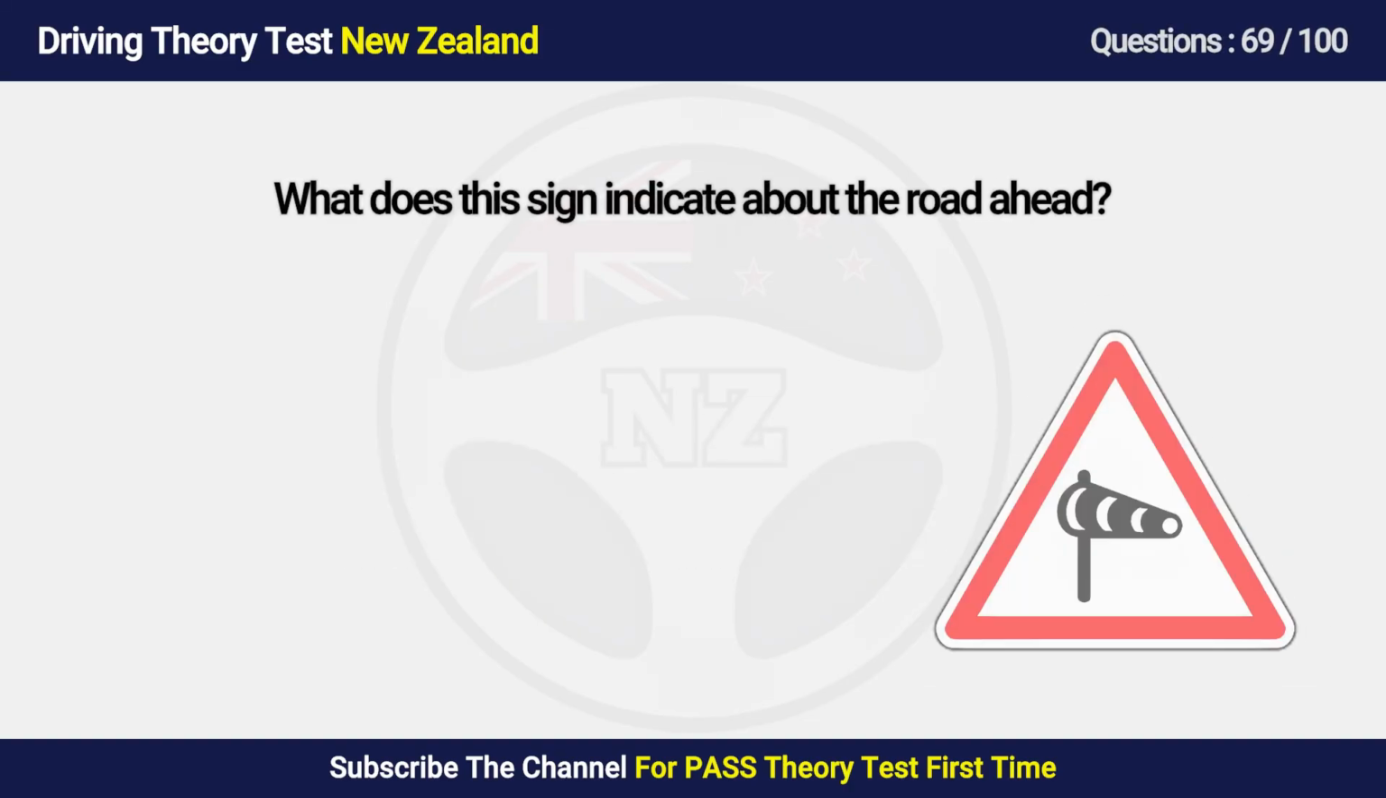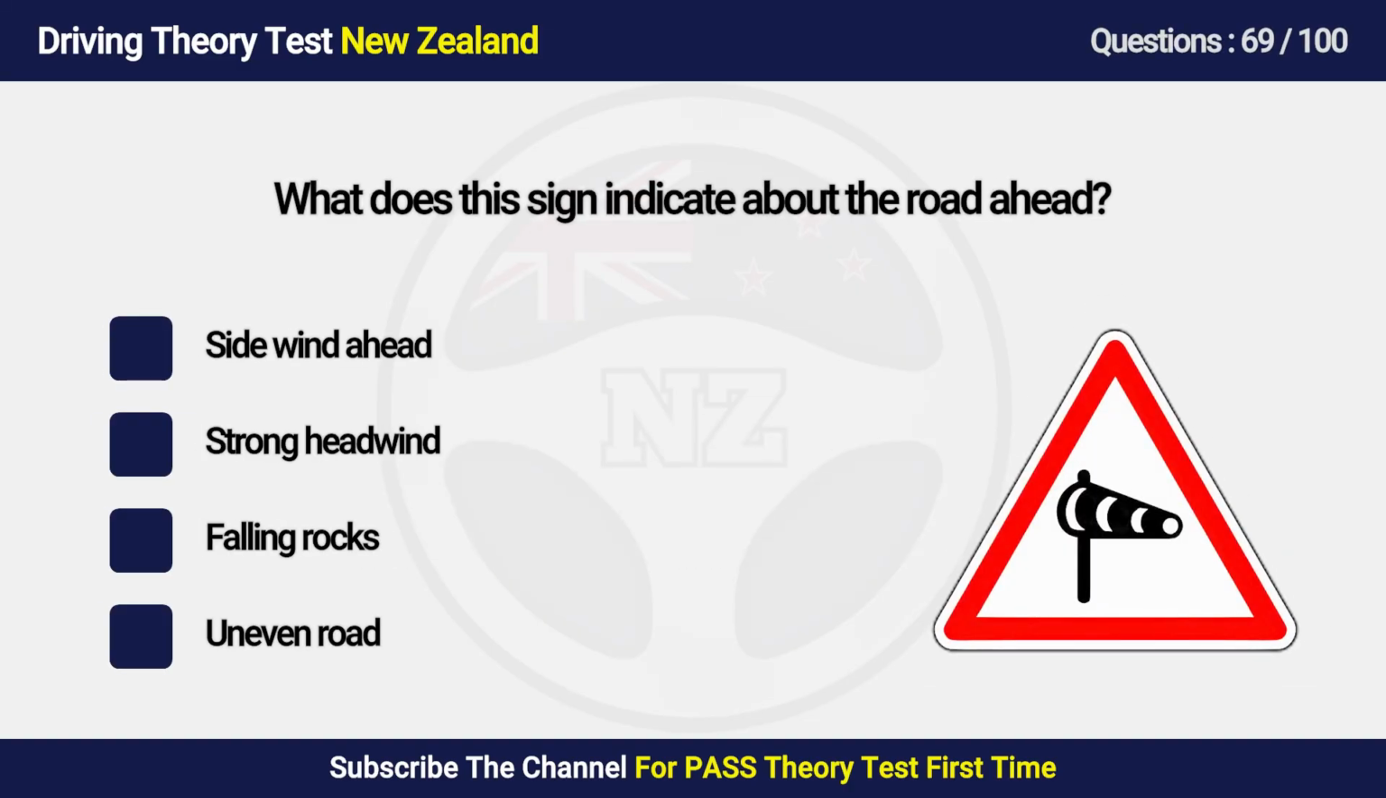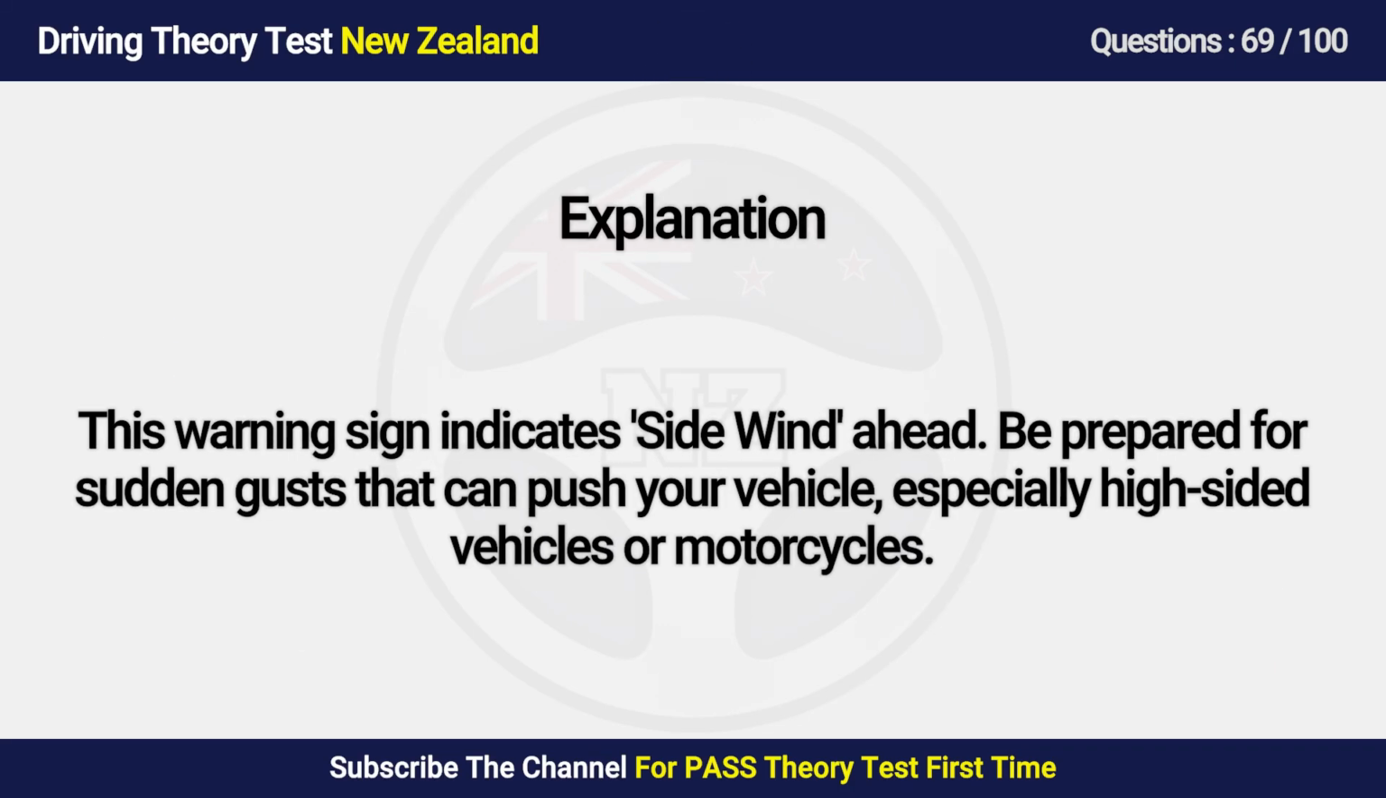Question 69. What does this sign indicate about the road ahead? A, side wind ahead. B, strong headwind. C, falling rocks. D, uneven road. Answer is A, side wind ahead. This warning sign indicates side wind ahead. Be prepared for sudden gusts that can push your vehicle, especially vehicles or motorcycles.